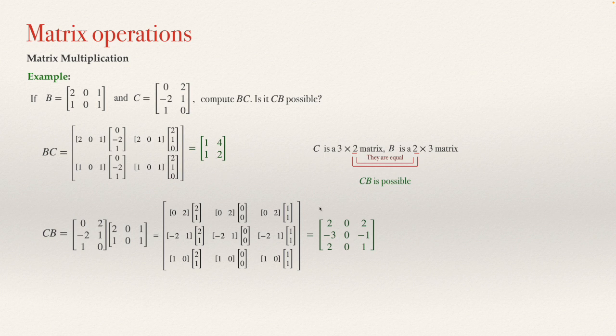So if matrix multiplication is possible, the product BC is not necessarily equal to CB. Definitely we have to check that BC and CB in this case are different. So matrix multiplication is not commutative.